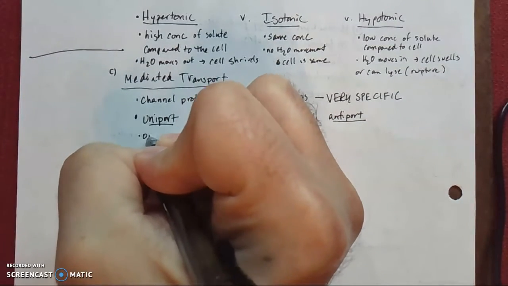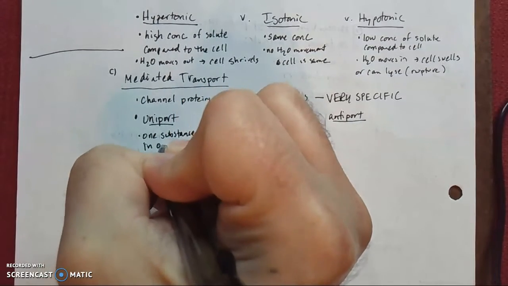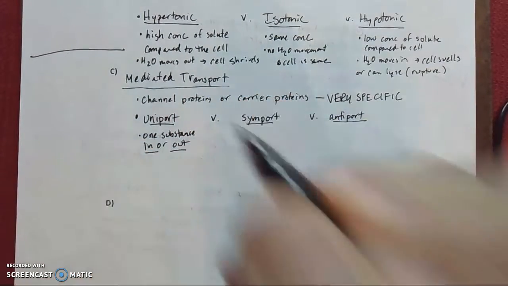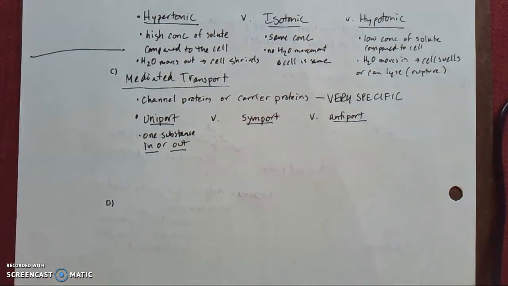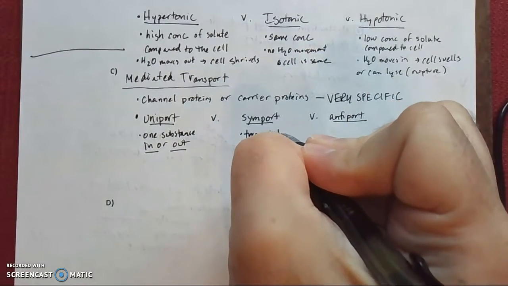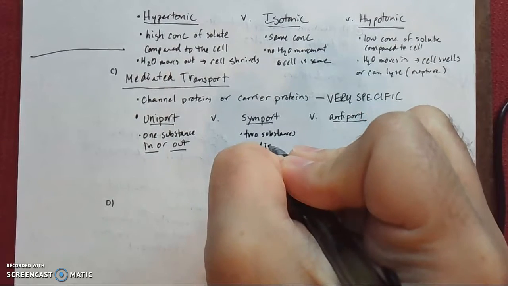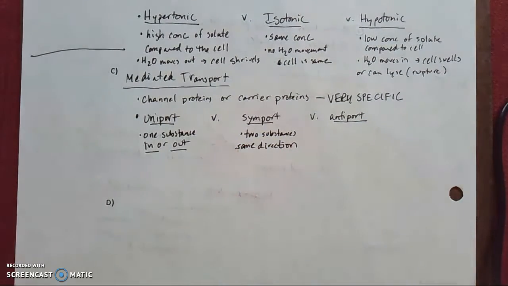So uniport is one substance in or out. So that means that something either goes in through this channel or something goes out through this channel. Symport, two substances, same direction. So two things go in at the same time and both are required to move in or out of the cell, but they have to be going in the same direction.